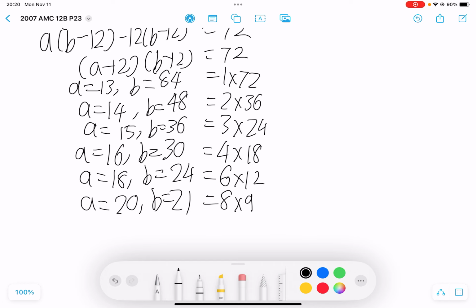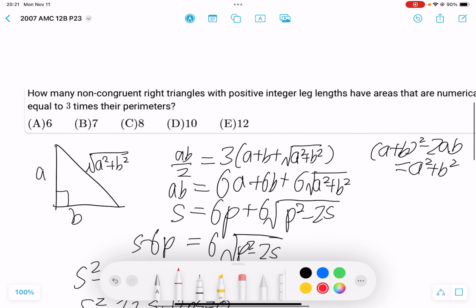So all of these solutions work because as long as you apply the Pythagorean theorem, you will have the hypotenuse, so don't worry about the triangle inequalities and stuff like that. So let's just count the number of solutions. Notice we don't care about the order in which A and B are in, because we want non-congruent right triangles, and A and B are two sides. If you switch the sides, you get the same triangle. So the order doesn't matter. So let's count the pairs. We have 1, 2, 3, 4, 5, 6 non-congruent right triangles that work. So the answer is 6, which is A.